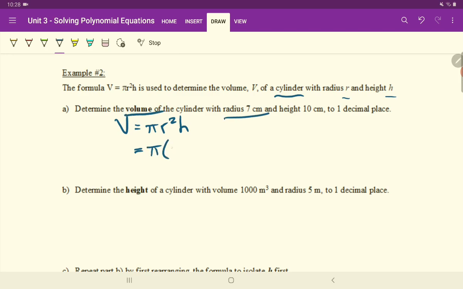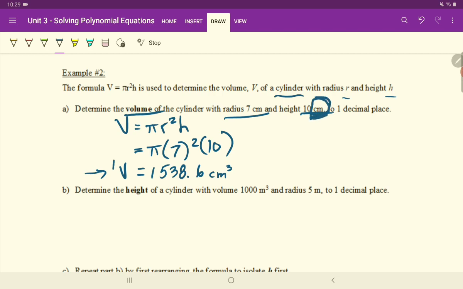Our radius is 7 and our height is 10. And it says to 1 decimal place. So our final answer for volume is 1,538.6. Now, what's your units? It's a volume question. Volume deals in 3D, all right? So volume would be in units of centimeters cubed. And if it was area, it would be squared. Area deals in 2D, right? Whereas volume deals in 3D.